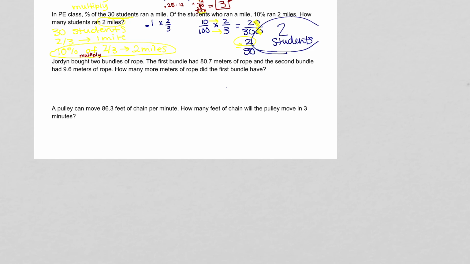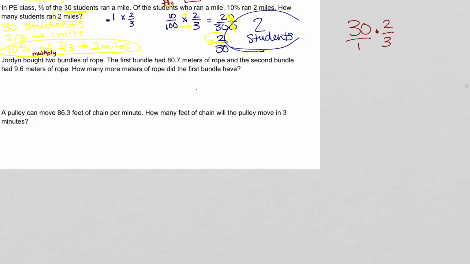Let's see, there are some other strategies we could have used for that problem. Let's look at that too. If we just thought it through logically, let's do this as a side note. If I have 30 students and I know that 2/3 of them ran a mile, that is 30 over 1 times 3 over 2, which would give me 60 over 3. And 60 divided by 3 is 20, right?